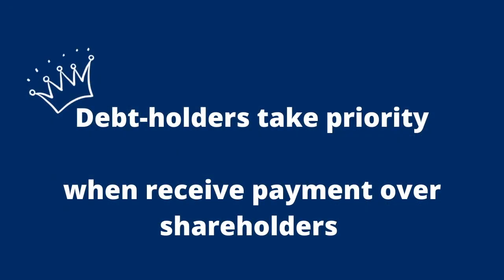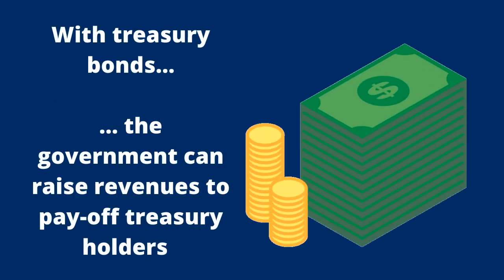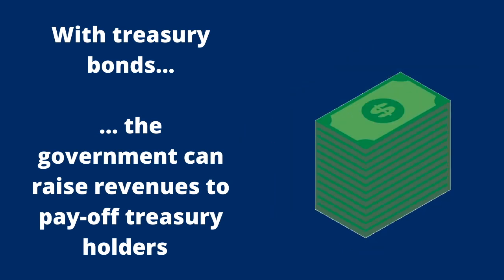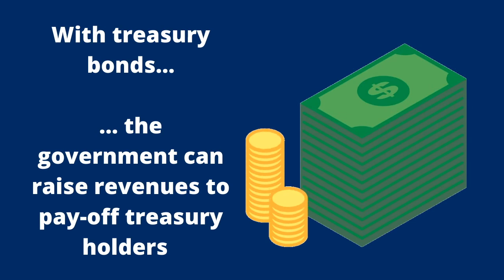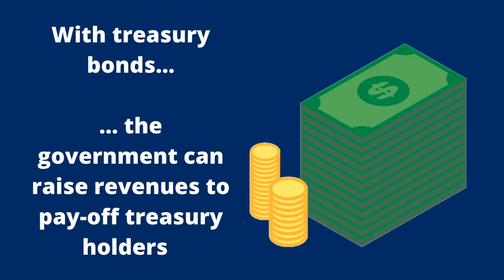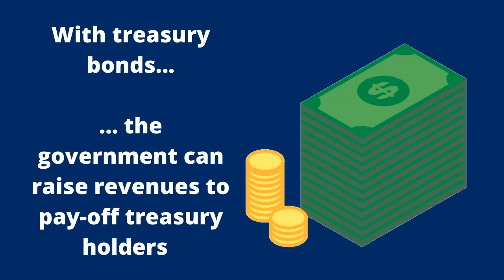Also, bonds are seen as a safer alternative to stocks. By investing in debt through bonds, debt holders have priority over shareholders when receiving payment from their investment. With Treasury bonds in particular, you are more likely to receive your principal and interest back compared to any other asset class, as the government has the option to increase taxes or raise alternative revenue in order to pay back Treasury holders.